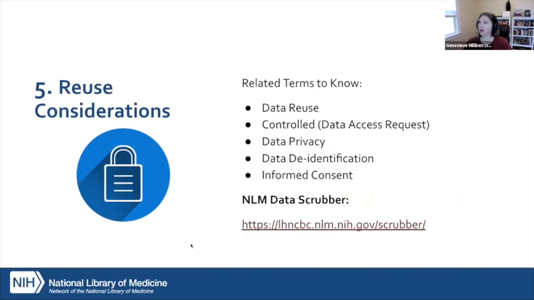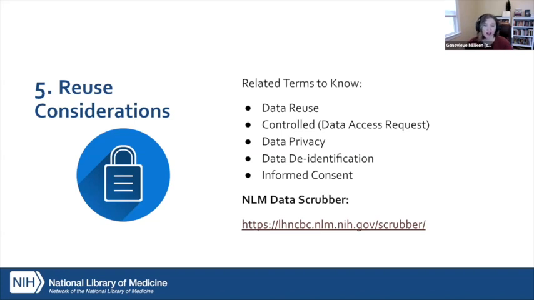All right, and then number 5, reuse considerations. So just some terms to know, data reuse. Sometimes this is called secondary data analysis, and this is the analysis of existing data collected by other individuals or institutions for some new purpose. There's also controlled access. So potentially you might have to have something called a DUA, a data use agreement. It basically is a legal contract between two entities that allows you to access and use the data.